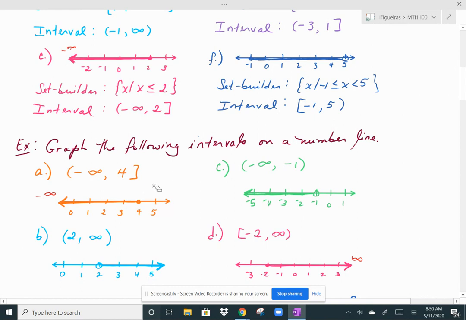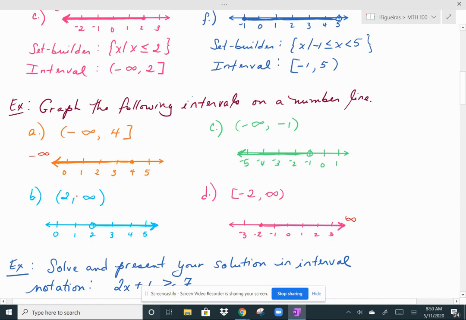Right, now let's look at part B. We want to show the interval from 2 to infinity. This time we should be shading to the right. Your numbers are getting larger and larger. We do not include the 2 because of the parentheses, so we put an open circle here. And then we shade to the right from 2 to infinity.